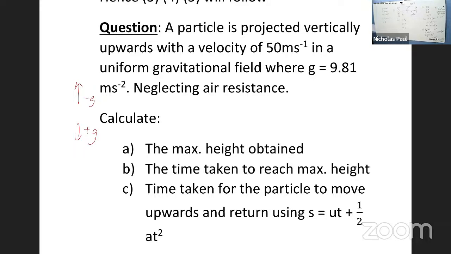Right, remember you have no time in part A. You can't use any equation with time. So that only leaves you with the second one, v squared equals u squared plus 2as.